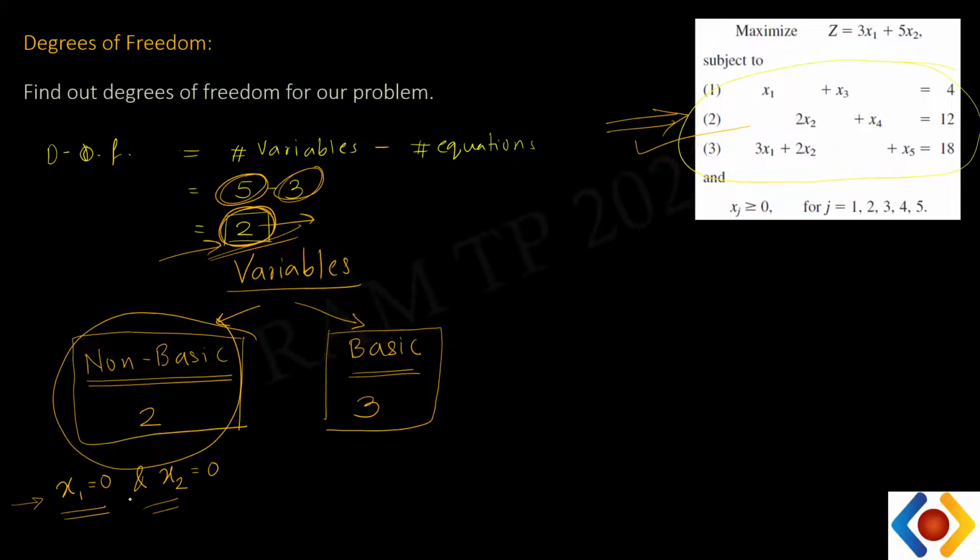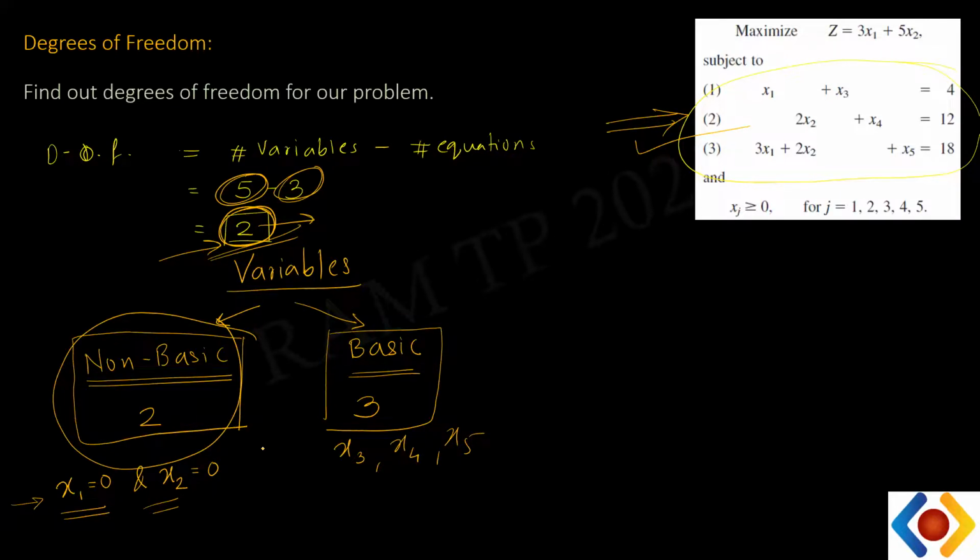Okay, so are you all clear? If x1 and x2 are non-basic, what are the basic variables in that case? X3, X4, and X5, right? Okay. Non-basic variables will always be equal to 0.